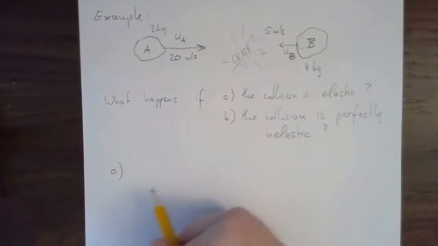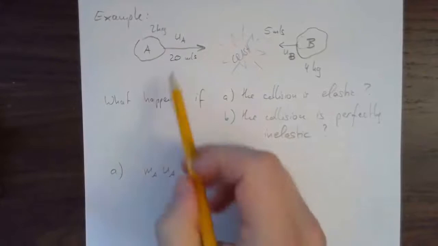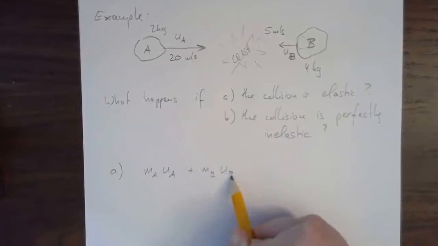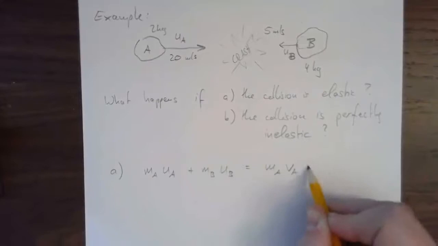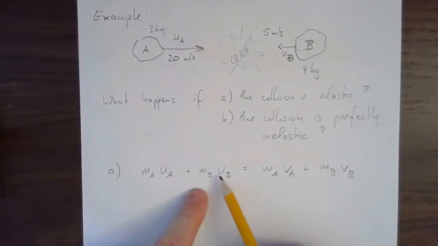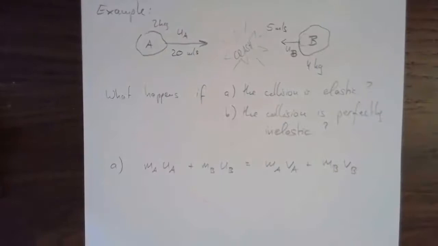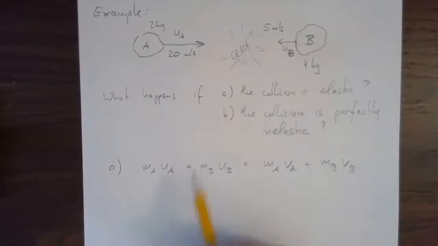Well, momentum is conserved, so I have that MA UA, that's the momentum of this one, plus MB UB is equal to MA VA plus MB VB, right? So momentum before plus momentum before of two objects, momentum after plus momentum after. All right. And of course, I can actually plug in some values here.